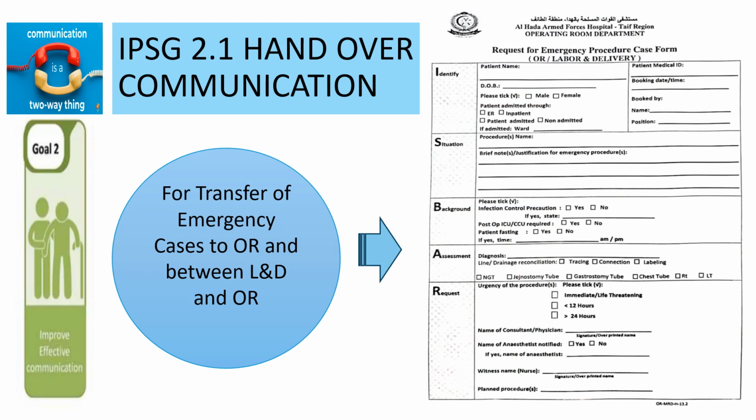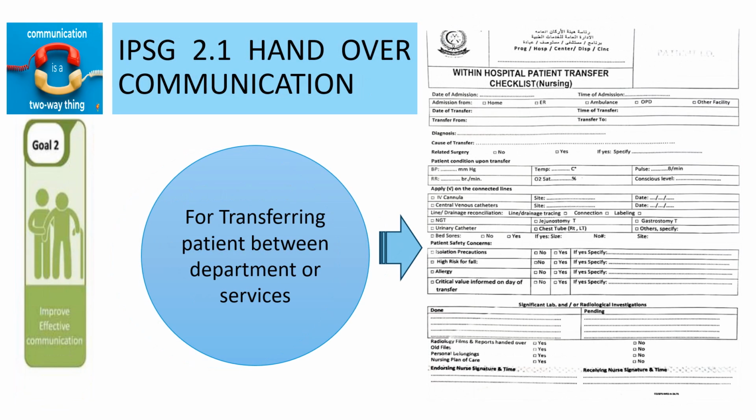For transfer of emergency cases to operating room and between labor and delivery, need to use request for emergency procedure case form. For transferring patient between department or services, nurses need to use within hospital patient transfer checklist.